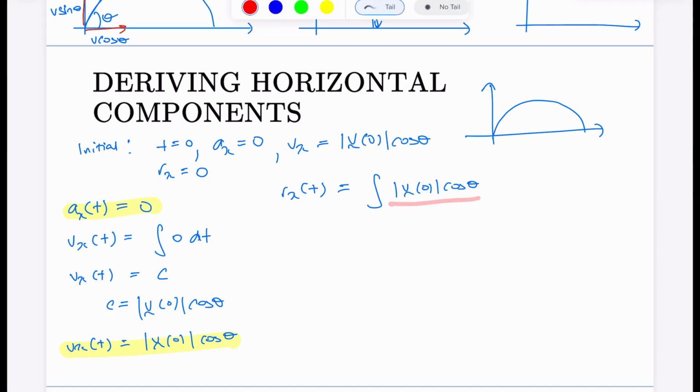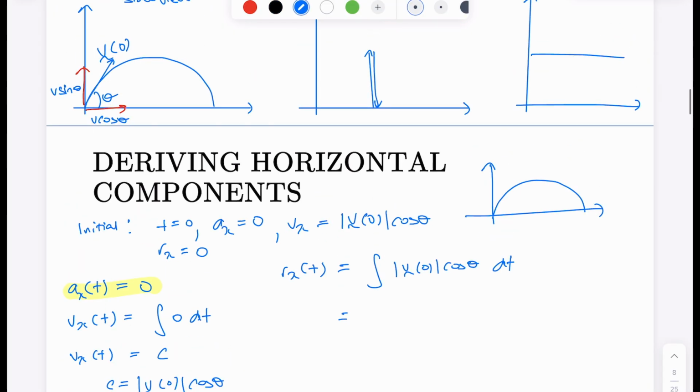So that's just this dt. Now this is a very daunting equation because there's so many components to it, but let's break it down. This is going to be just something that's constant. Cos theta, although there's a theta here, this theta is a fixed value. So this is going to be a constant as well. So I'm essentially just integrating a constant with respect to t.